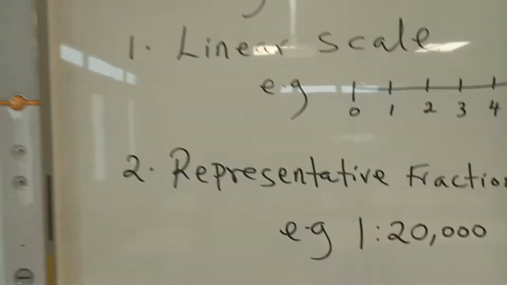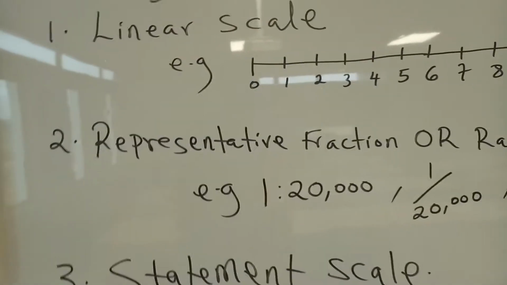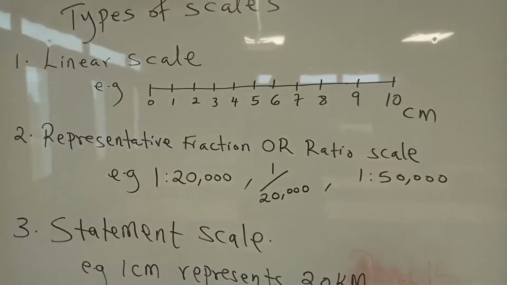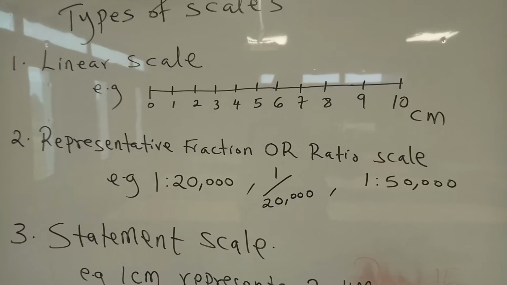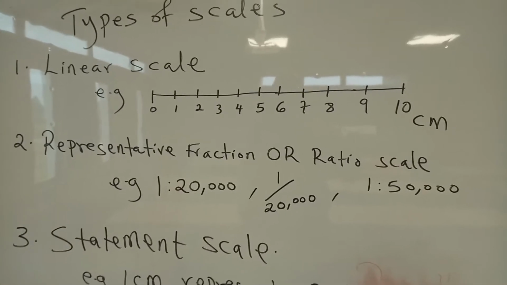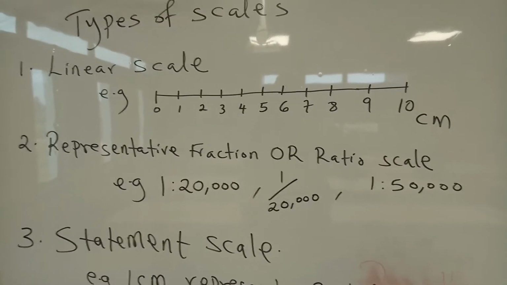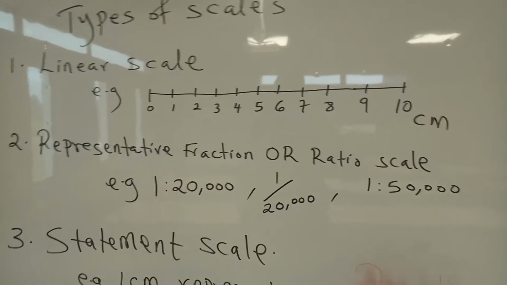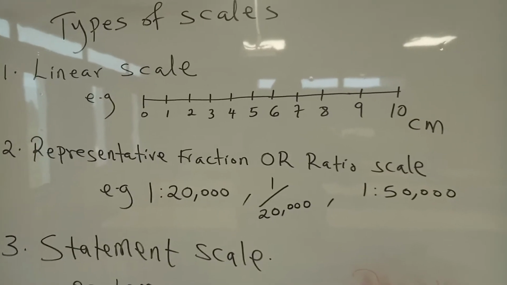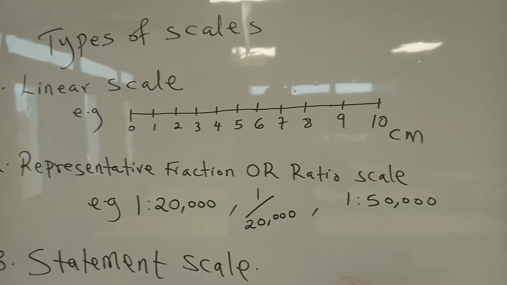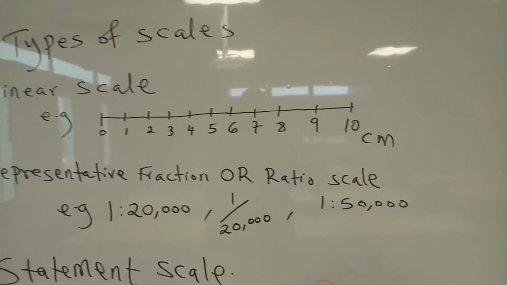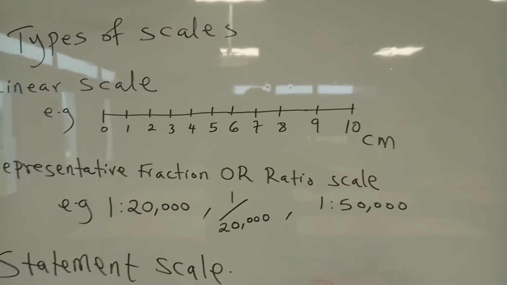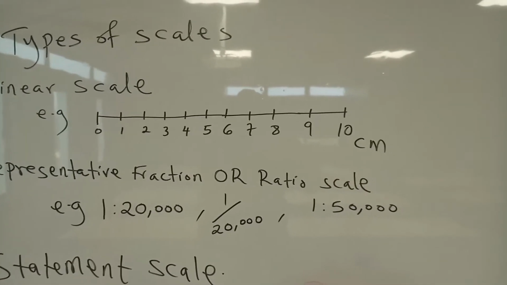And number two type of scale, we have the representative fraction scale, which is also referred to as the ratio scale. So for the ratio scale, we have an example of 1 to 20,000. So it's a ratio of 1 to 20,000. It can also be written in the form of a fraction, which is 1 over 20,000. Or a good example there, 1 to 50,000. That's a ratio. So 1 to 50,000. It can also be written in the form of 1 over 50,000.